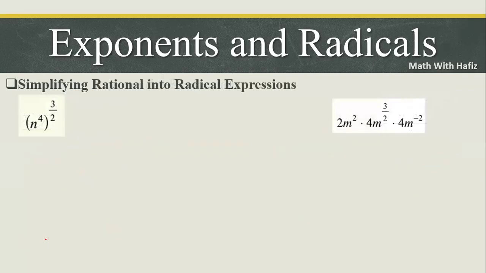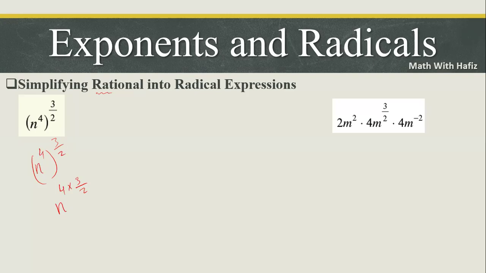Then simplifying rational into radical expression. As I mentioned earlier, how we can simplify from radical expression to exponential. Okay, rational to radical expression. So what we are going to do, this is n to the power of 4, all to the power of 3 by 2. Remember the power rule, whenever we have something outside, we just multiply it. So it will be n to the power of 4 multiplied by 3 by 2. Whatever power you have, you will multiply with this power.